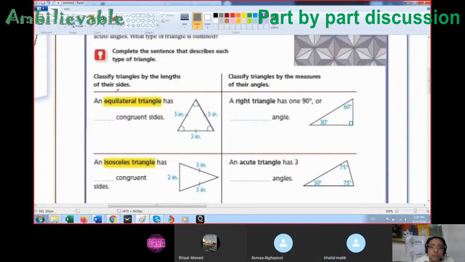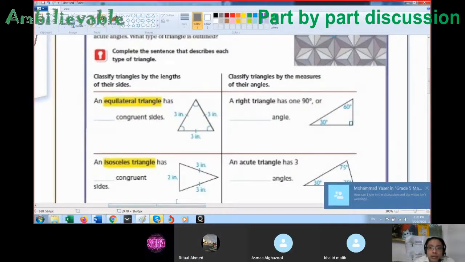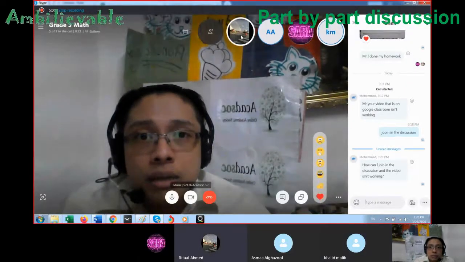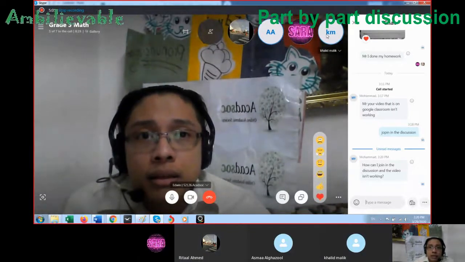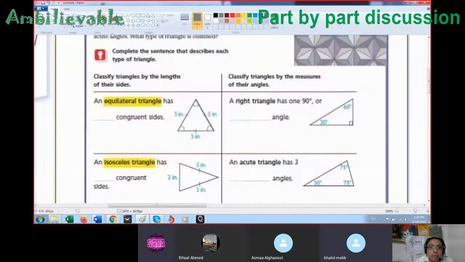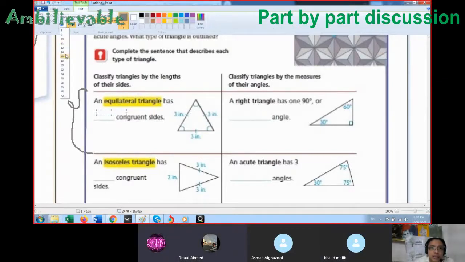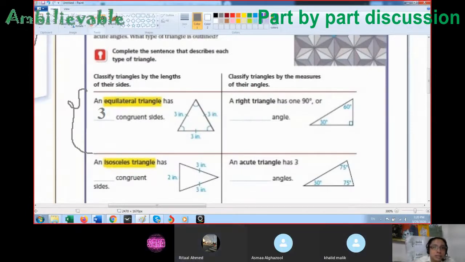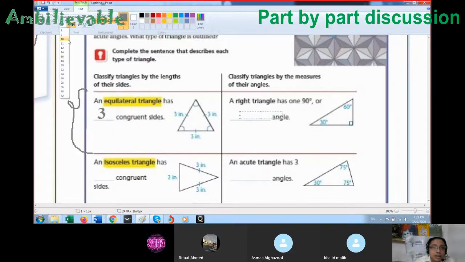Equilateral. Can you read equilateral triangle, Rivan? Rital, can you read the first one? An equilateral triangle has how many? Three congruent sides. Can you repeat that one, Sarah? Okay. An equilateral triangle has three congruent sides.